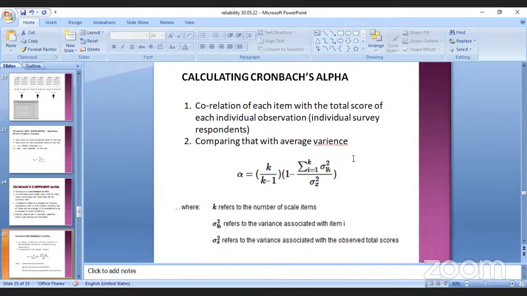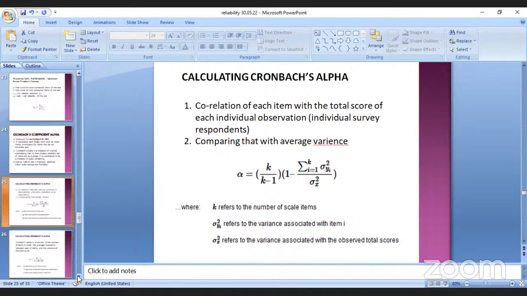Okay. So this again is a formula for this. Here K refers to the number of scale items. Sigma yi squared is the variance associated with item i, and sigma x squared refers to the variance associated with the observed total scores. I think when sir takes the practical aspect of this on Monday, you will understand it in a better way.